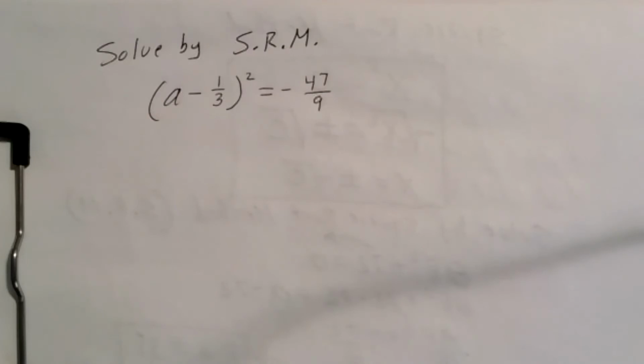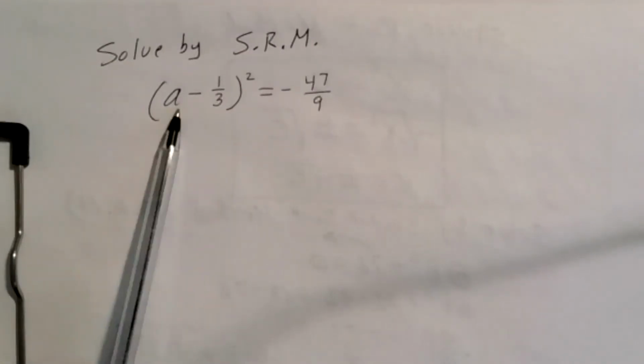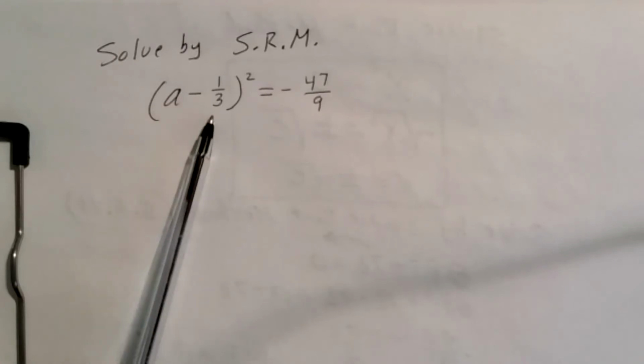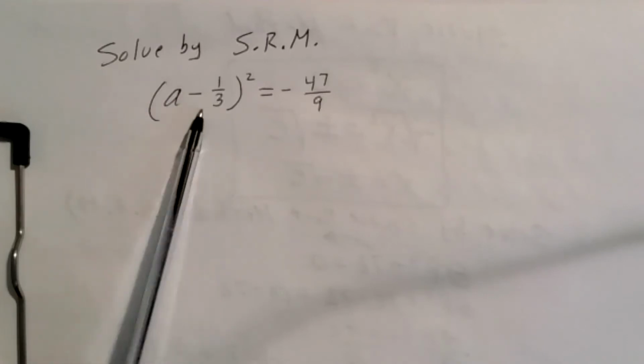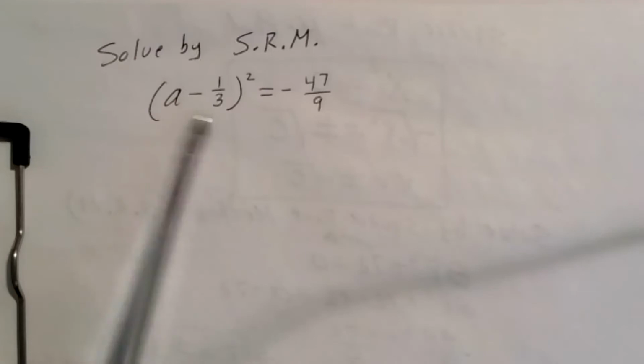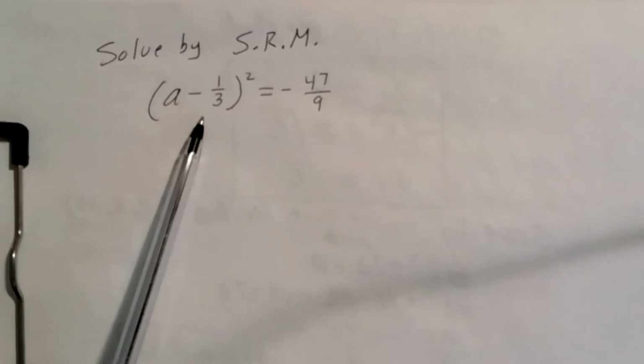Now, why am I even calling this a quadratic equation? I don't really see a squared anywhere. But ladies and gentlemen, if I was to take a minus 1/3 and multiply it by itself, do you agree that a squared would surface? Isn't that true? Yes. So this is a quadratic equation. Doesn't look like it initially, but it is. It's going to have two solutions.